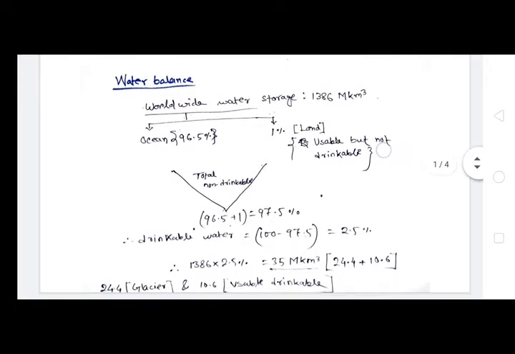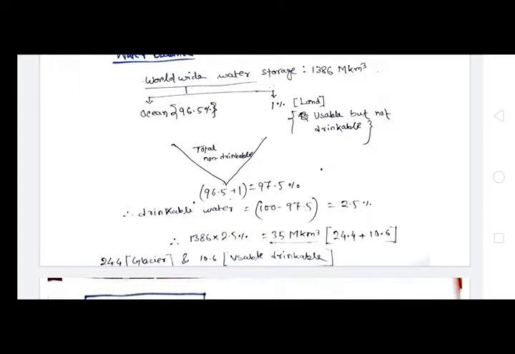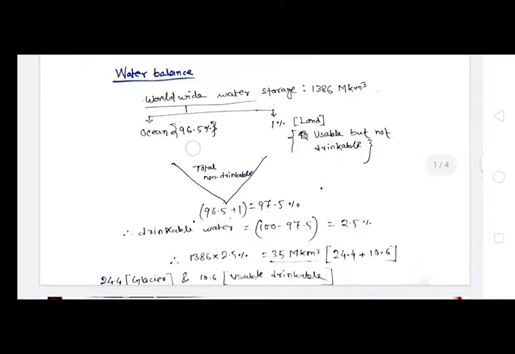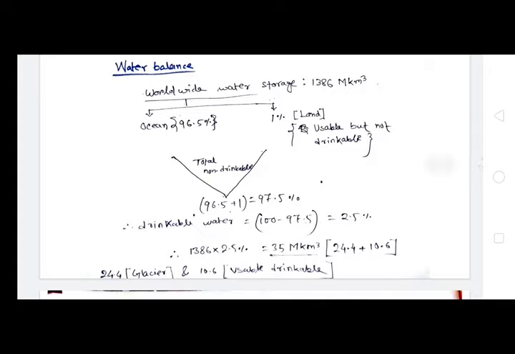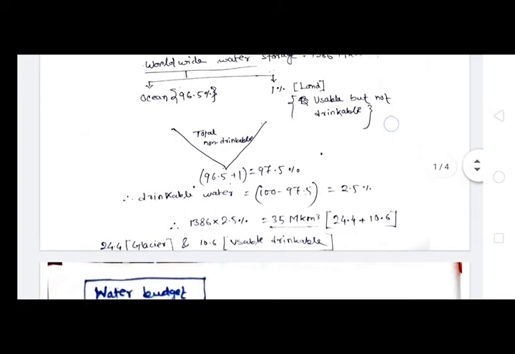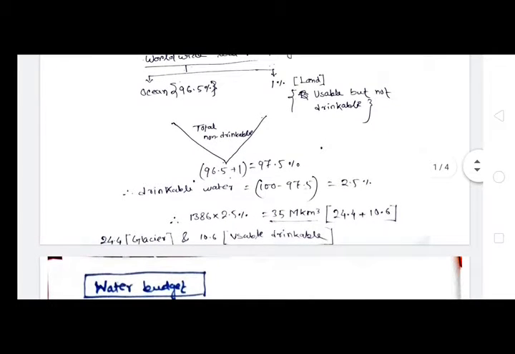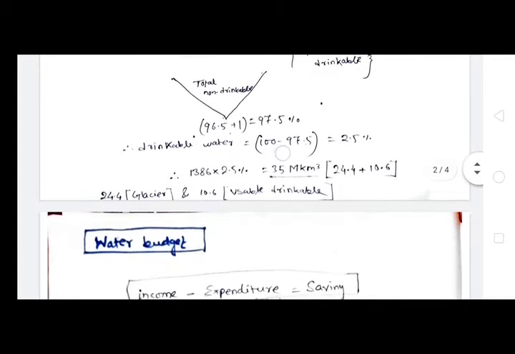So the worldwide water storage is 1386 m kilometer cube. In that storage, the ocean percentage, as you can see, is 96.5%, and the rest of the water is present on land, that is 1%, usable but not drinkable. So the total non-drinkable water is 96.5 plus 1, which is equal to 97.5.